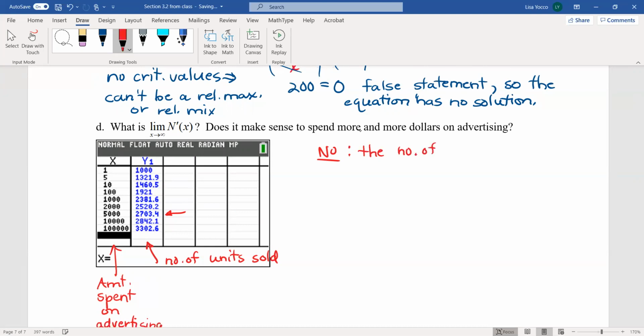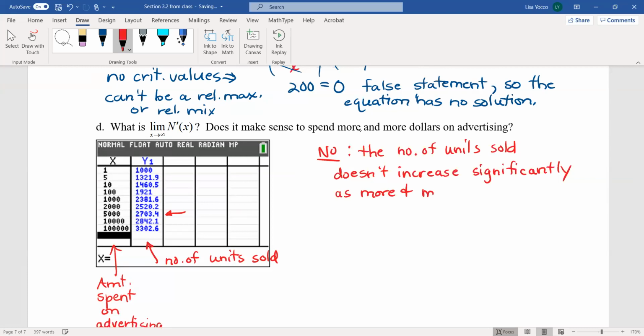The number of units sold doesn't increase significantly as more and more dollars are spent on advertising. I would say something like that. As more and more dollars are spent on advertising.